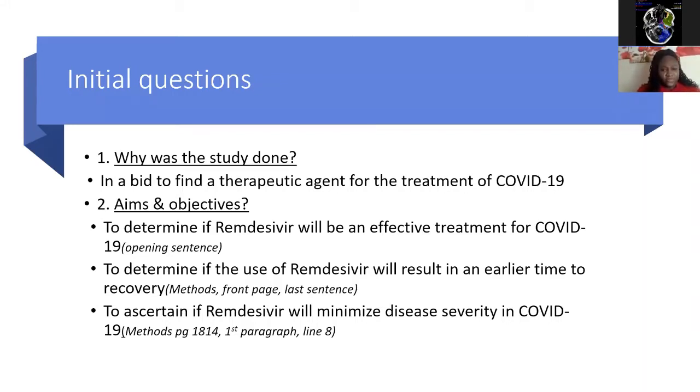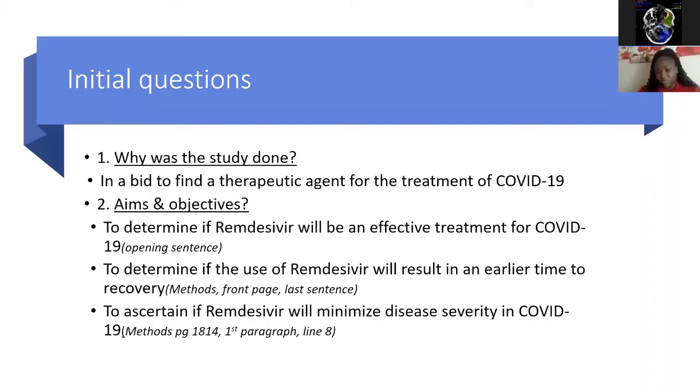Now, the aims and objectives, if you go through the paper, the opening sentence identifies the aim: to determine if Remdesivir will be an effective treatment for COVID-19. In the opening sentence, it actually said, although several therapeutic agents have been evaluated for the treatment of coronavirus, no antiviral agents have yet been shown to be efficacious. Now, it can be interpreted that they were trying to find out if Remdesivir can be an effective treatment. The other aim and objective from this particular paper is to determine if the use of Remdesivir will result in an earlier time to recovery.